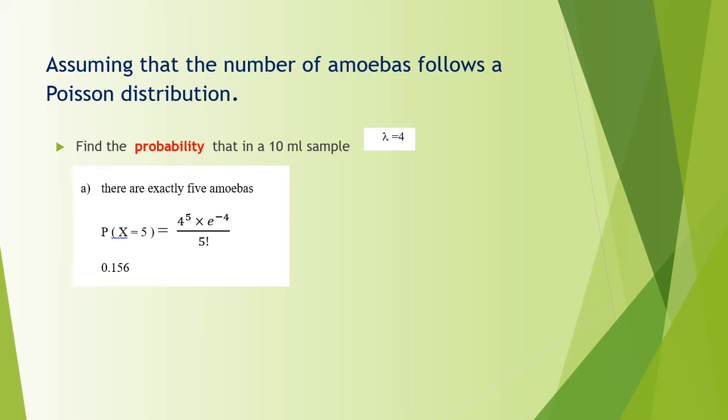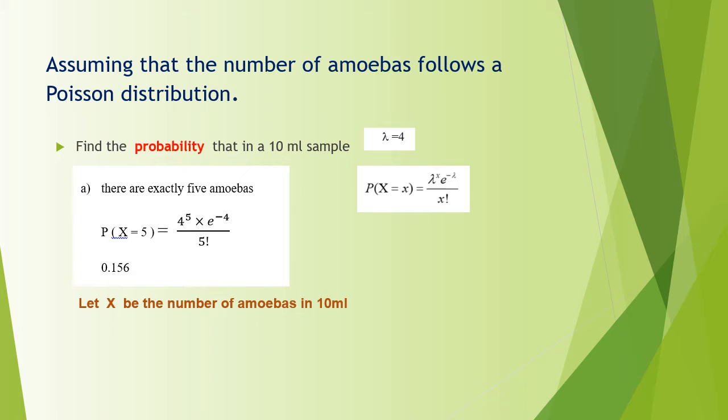We can write probability X is equal to 5, which is exactly 5 amoebas. How are we going to find the probability? We can find the probability using this formula. So this formula says probability X equals 5: lambda, which is equal to 4, to the power X, where X is equal to 5, multiplied by e to the power minus lambda, where lambda is equal to 4, divided by X factorial. According to this sum, X is 5, so we have 5 factorial.